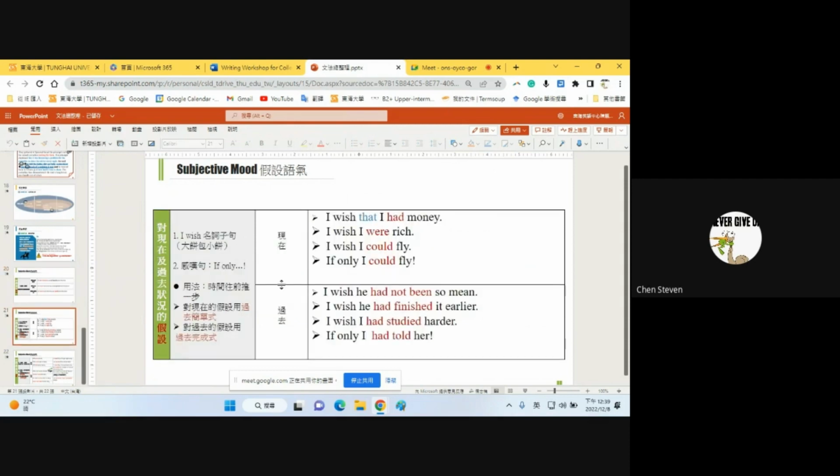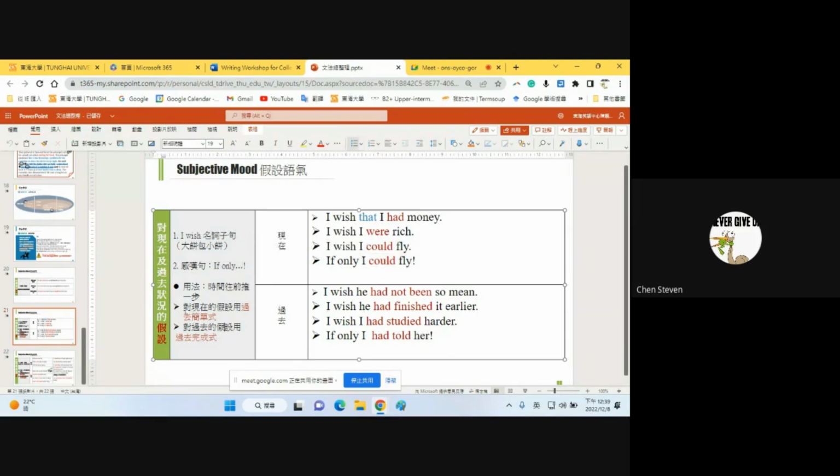And then coming to 假设. Usually 假设语气 would only show up in 3 scenarios. One is the noun clause. I wish I had money. I wish I were rich. I wish I could fly. Or it would show up in 感叹句. If only I could fly.